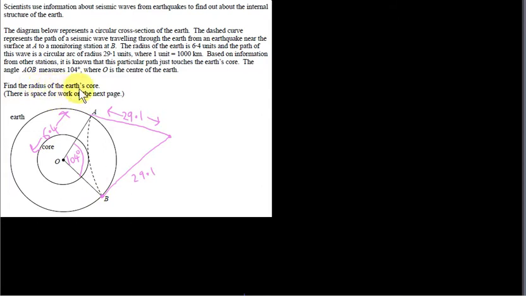What we want to do is find the radius of the Earth's core. The radius of the Earth's core is this distance here. I'll just call it R. Now there's 3 ways we can do this problem. The first way I'm going to do it is by considering this triangle here, and looking at this angle in here. By symmetry, this line here will bisect this angle of 104 degrees into 2 angles of 52 degrees each. So the angle in here is 52 degrees. We have that symmetry.